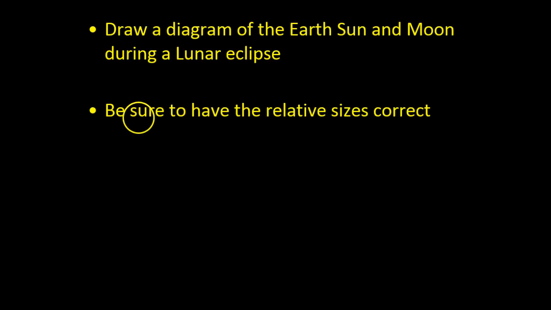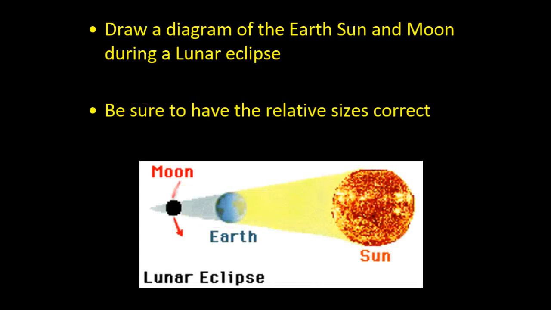So again, we're going to draw a diagram of what this looks like. Be sure you have the relative sizes. Again, the moon is the smallest, the earth is the middle, and the sun is the largest. And make sure you get the shadows that are being cast from the earth onto the moon. It's very important to draw this moon inside the earth's shadow.